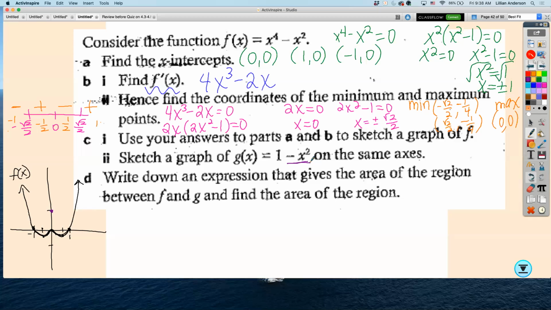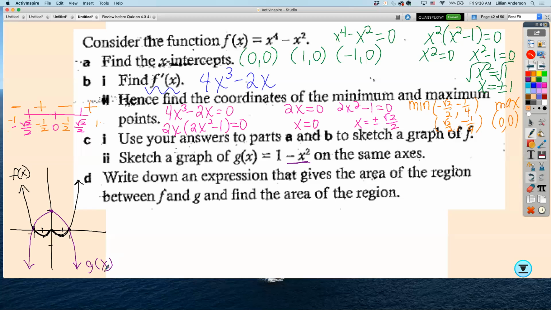Where does it intersect with my graph of f? At 1 and negative 1. How do you know that? Well, you can always plug in points, okay? But you can also remember your pattern. Normally it's up 1 over 1, up 3 over 1. Well, it's flipped over, so it's down 1 over 1. And there you have g of x.